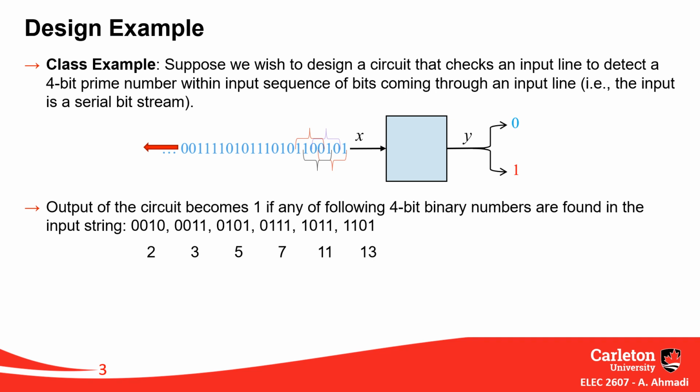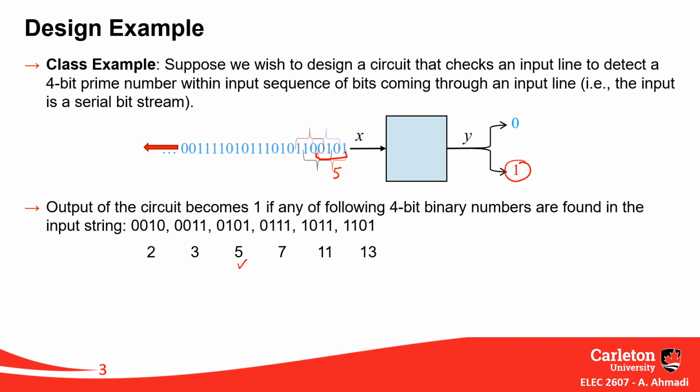Okay, a very fast review on what we did in class. We're trying to design a circuit which looks for prime numbers, 4-digit prime numbers, within an input stream of digits. For instance, if I have a number as 0101, since it's 5 and 5 is a prime number, my output will be 1.